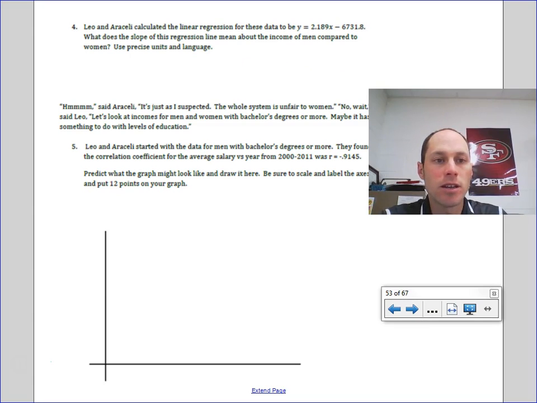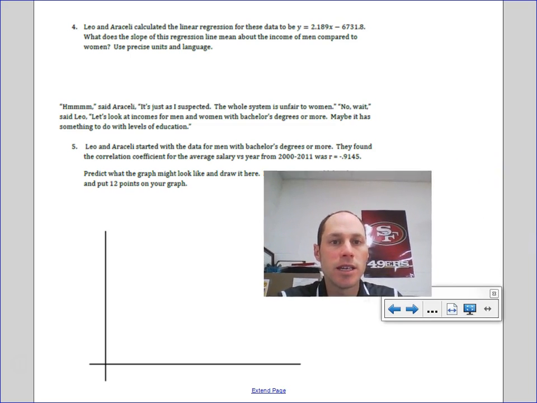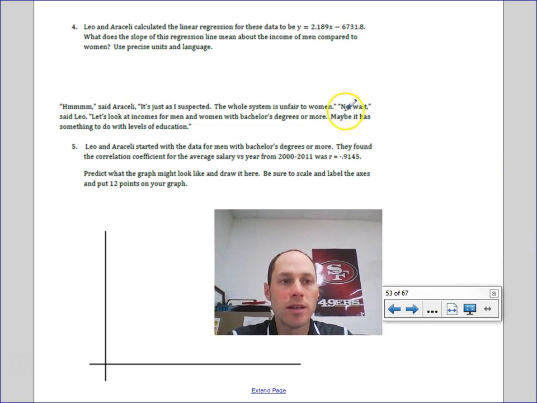And then I'd like you to take a look at question 5, where Araceli says the whole system's unfair to women. And Leo says, no, wait, let's look at incomes for men and women with bachelor's degrees or more. Maybe it has something to do with levels of education. So with data, we're able to take a look deeper and see if there's any connection. So he wants to do that.